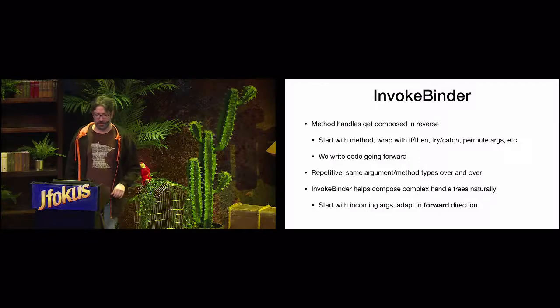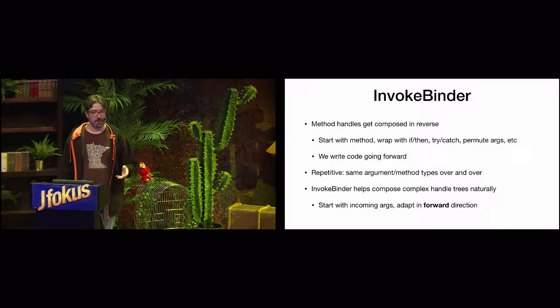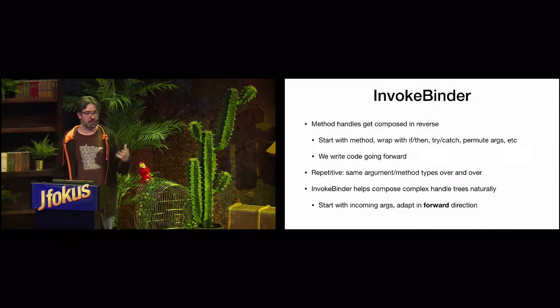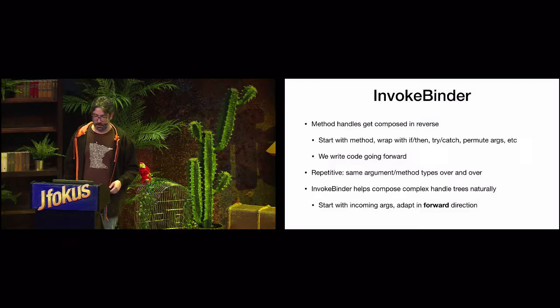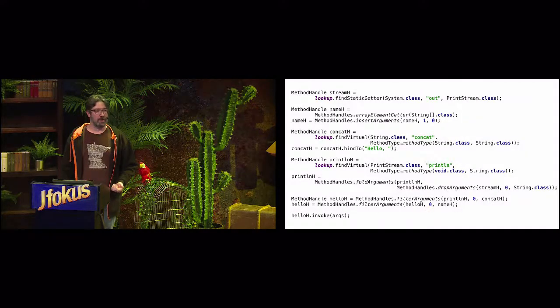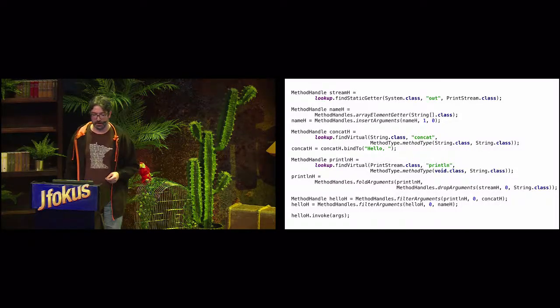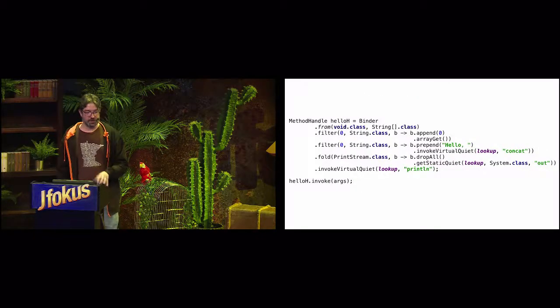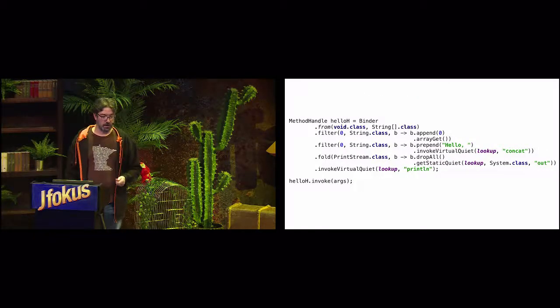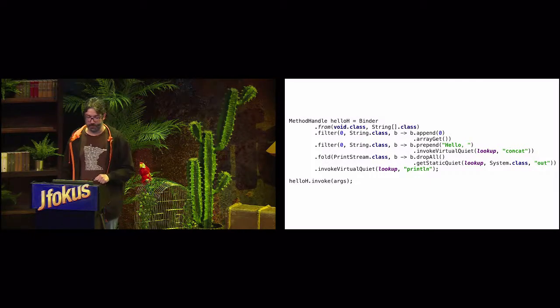So that's something that InvokeBinder helps with a lot. It also reduces a lot of the repetitiveness. You start at the top, and you say, I want these arguments and this return value. From then on, the InvokeBinder builder API knows the types you're talking about. You don't have to keep passing them in and constantly telling it that you're using a string argument. So if we take the InvokeBinder API and use that to do this logic, to create our little hello world method handle tree, we're able to turn this code into this code. Much simpler. Now we can actually read through this and understand what's going on.